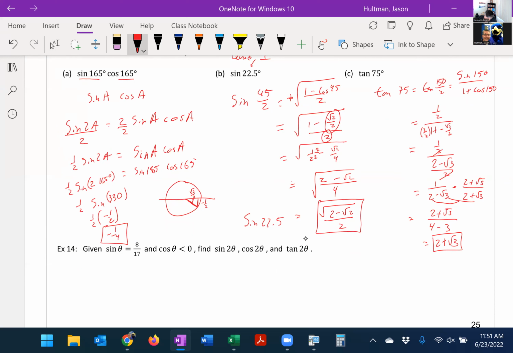So it does clean up fairly nicely. I don't have to worry about dividing by a radical, and it's no longer a fraction either. And again, if you did tangent of 150 in your calculator, you would come out to 2 plus radical 3.